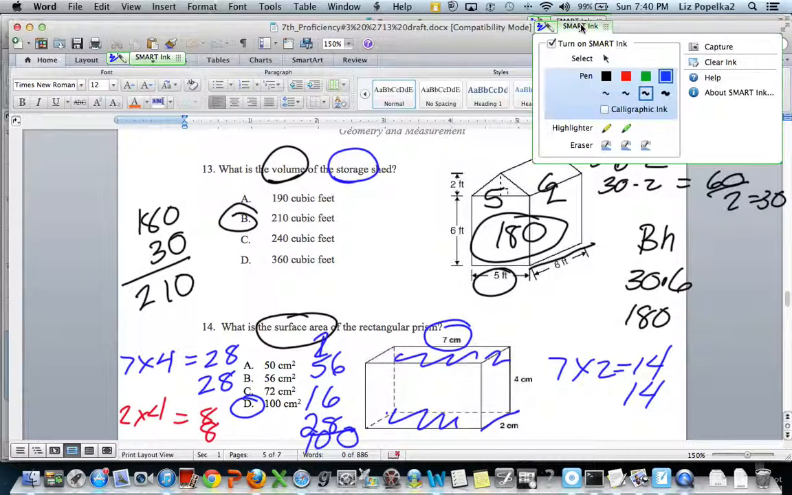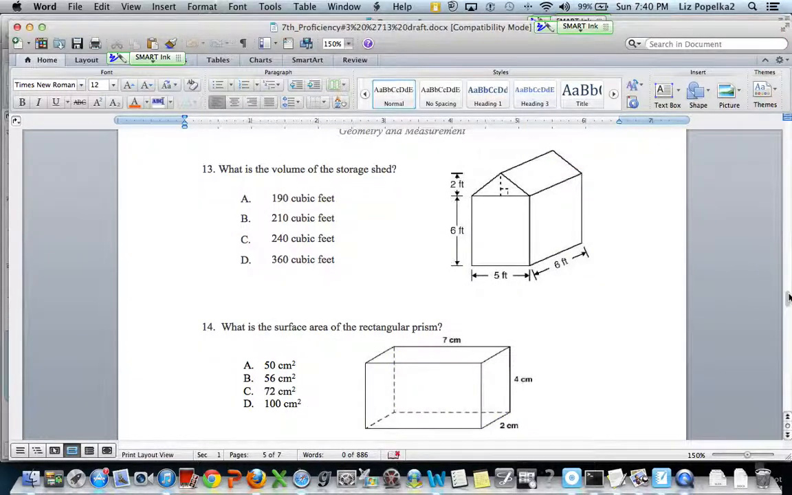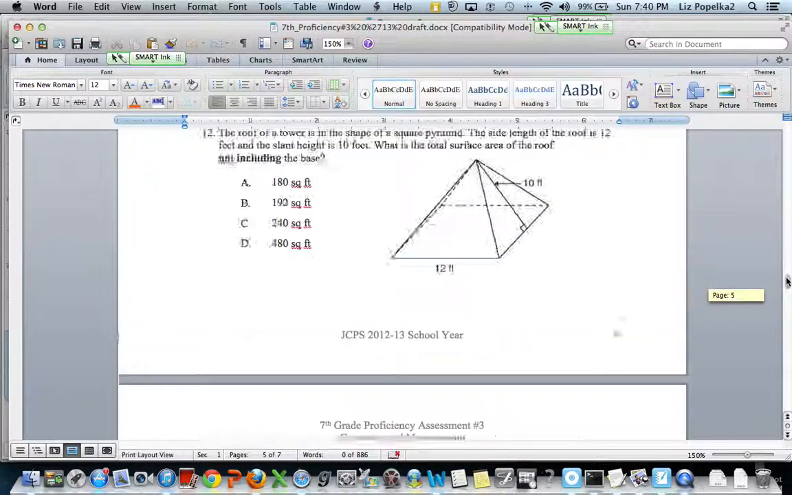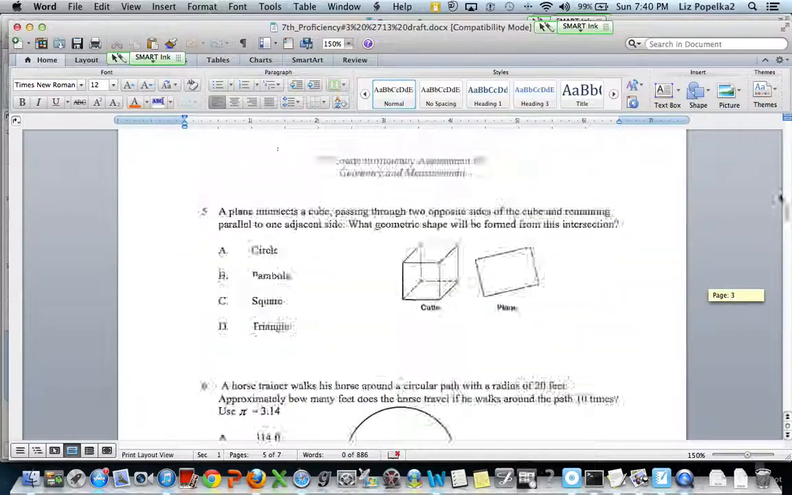The very last one that is covered under volume and surface area on the test is number, oh wait, nope, I think that was it. 1, 2, 3, 4, yep, that's all of them.